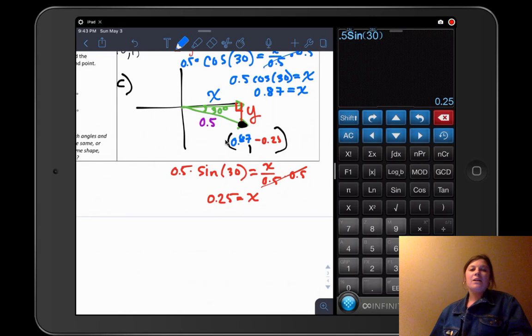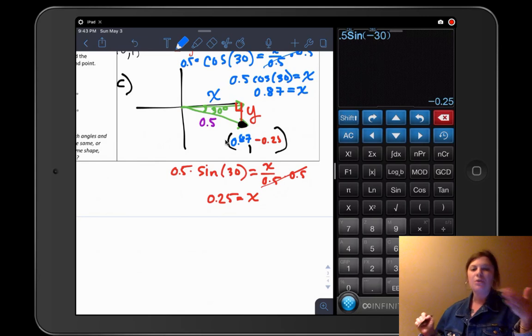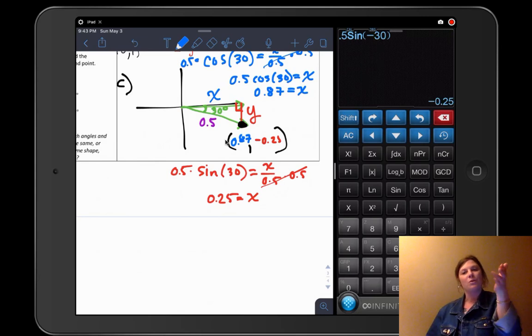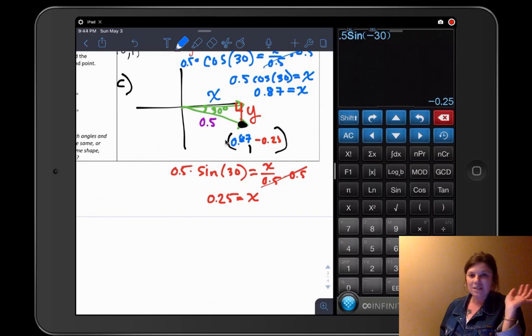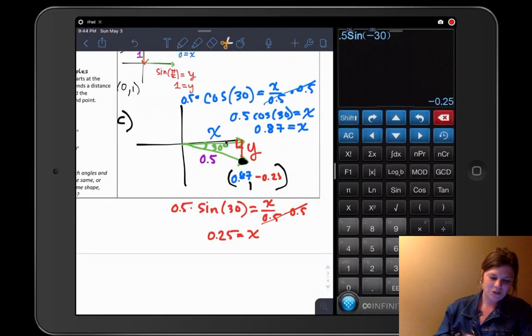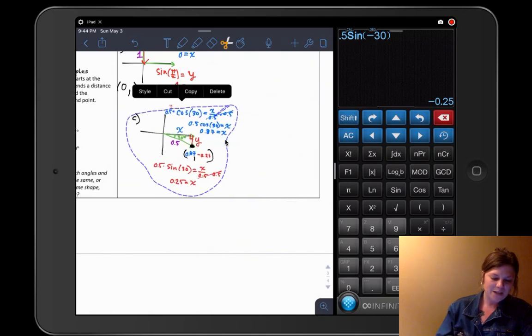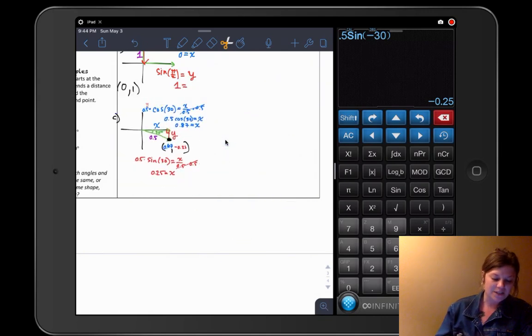So instead of having to think harder by using the reference angle, what you could do is just not use the reference angle, put in whatever angle it wants you to use, if it's negative, positive, doesn't matter, and it'll give you the actual value, the coordinate, and you don't have to think about whether it's positive or negative, it'll just tell you, and then you can double check. So cool. Okay, let's try another one using the actual angle instead of the reference angle.